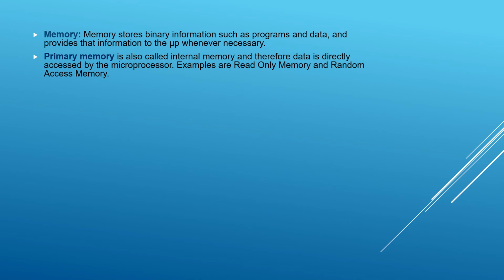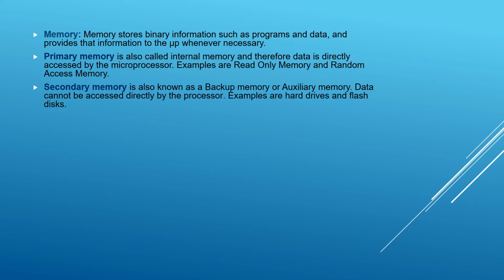Then we have the primary memory. It's a type of memory which is also called internal memory, and therefore data is easily accessed by the microprocessor. Examples are the read-only memory and random access memory. Now we have the secondary memory, which is also known as backup memory and auxiliary memory. Data cannot be accessed directly by the processor. Examples are hard drives and flash disks. You can name all of them.